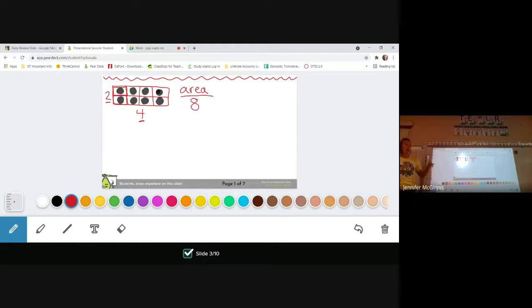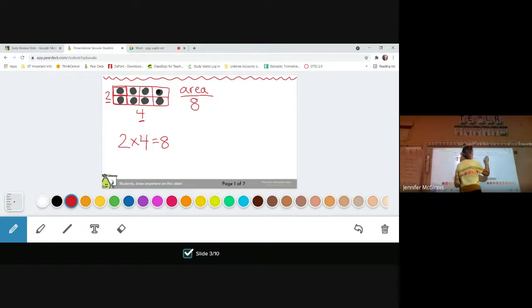Now, I can write a number sentence for this box, this rectangle. What would it look like? Emma? 2 times 4. Is that it? Just 2 times 4? Or do I need to finish it? Equals 8. 2 times 4 equals 8. Very good.